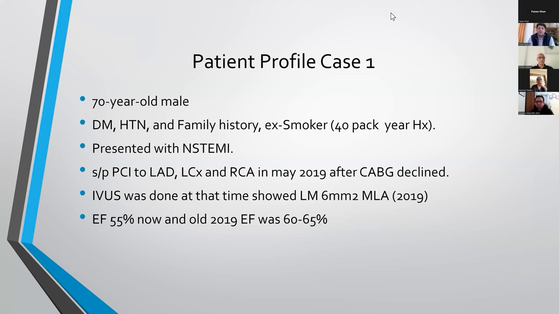So my first patient is a 70-year-old male, diabetic, hypertensive, and family history was positive. He was an ex-smoker, presented with non-ST elevation MI, status post-PCI to LAD, circumflex and RCA in May 2019 after CABG was declined. IVUS was done at that time, showed left main minimal luminal area of around 6 millimeters squared, and EF was 55%.